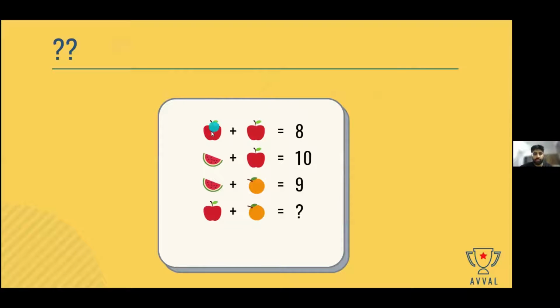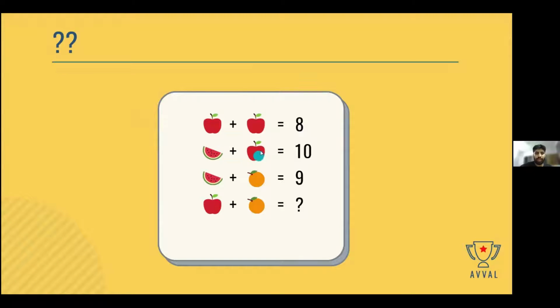Okay, so let's go stepwise. We've got 2 apples here. 2 apples is equal to 8. So how much is 1 apple? 4, right? 1 apple is 4. And if my apple is equal to 4, and apple plus watermelon is equal to 10, then watermelon is equal to 10 minus 4, and that is 6.